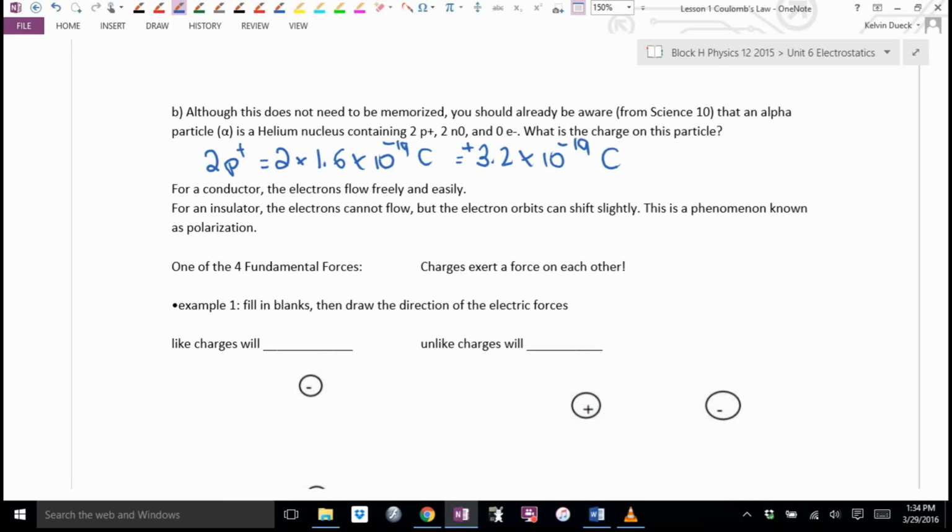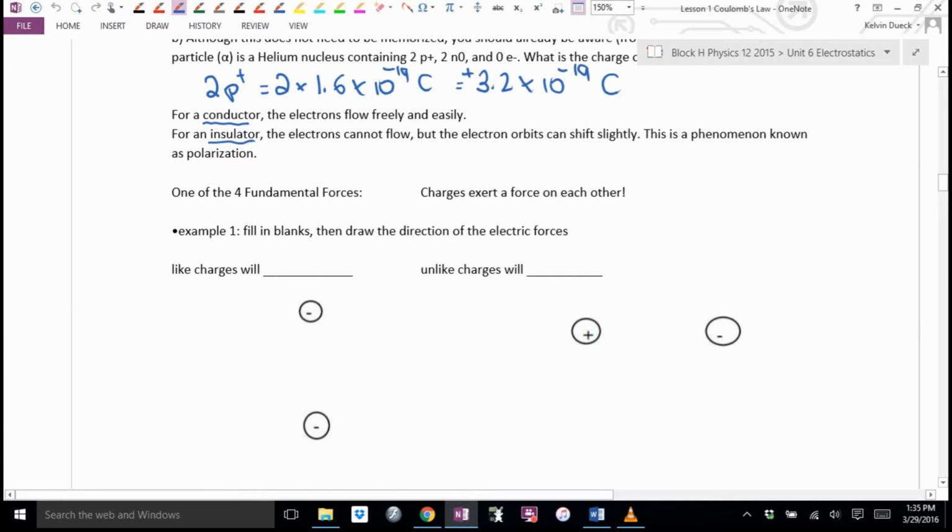Hopefully nothing really new there. Science 9 and a little Science 10. Now let's get into a little more detail. For a conductor, electrons flow easily. For an insulator, electrons cannot flow, but we can shift the shells or the orbits slightly, and we call this polarization. You can polarize an object so that it will have a net charge even though its overall charge is 0. You can charge certain sections of it.